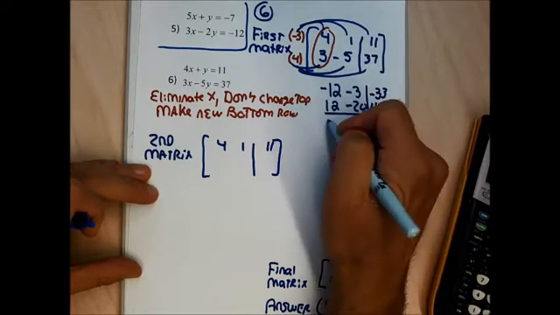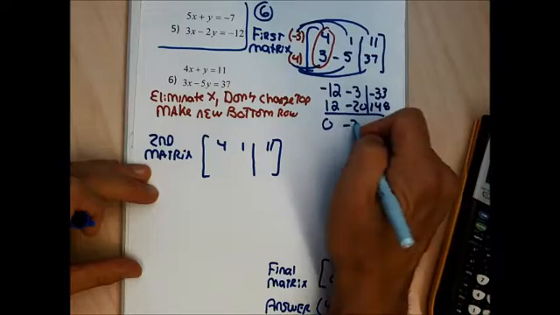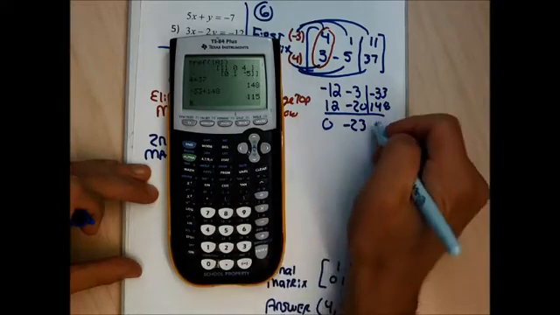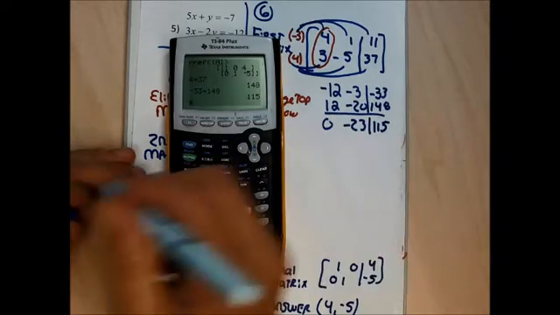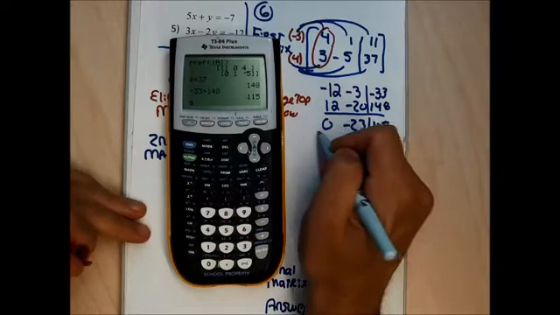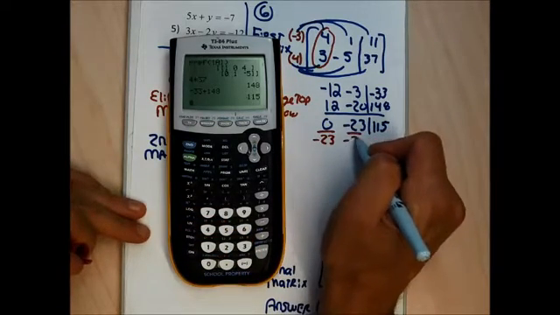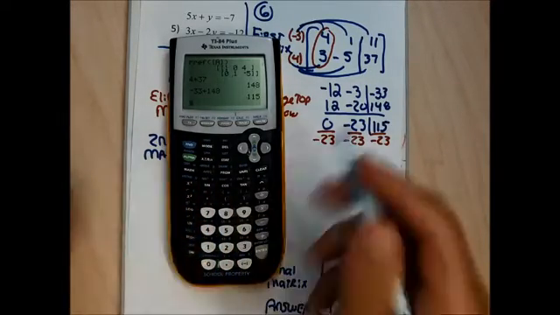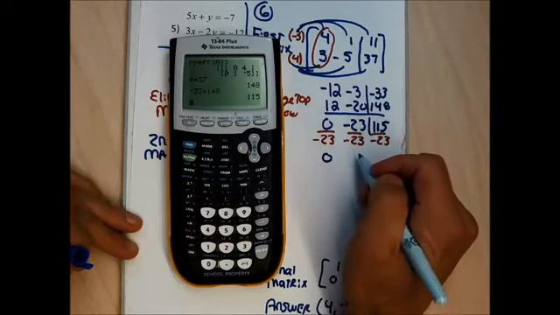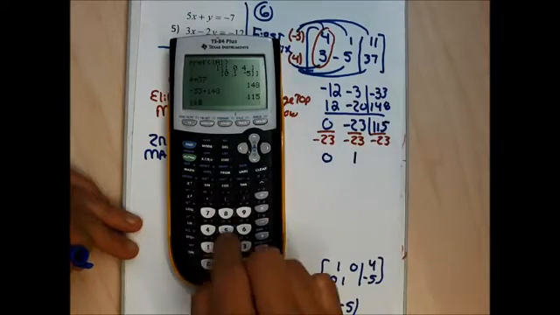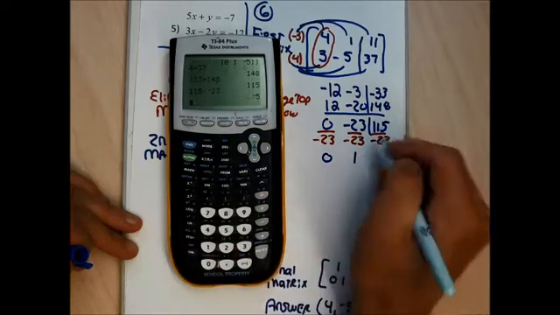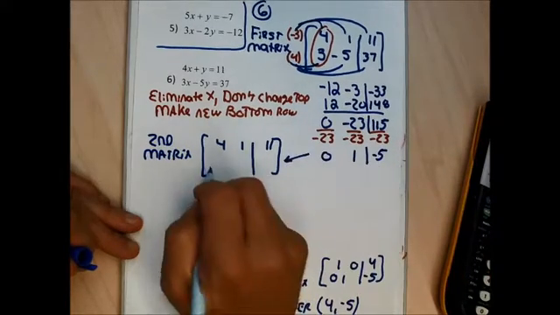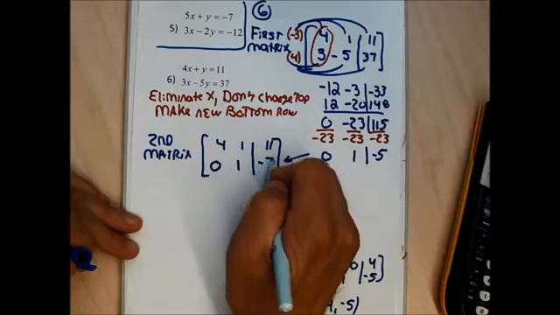Combine. 12s cancel. Negative 20 and negative 3 is negative 23. Afraid to do negative 33 plus 148. Should get 115. Think all those numbers are divisible by 23. I'm going to divide by negative 23 just to match up with my calculator's work. First division, 0 divided by negative 23 is 0. Second division, negative 23 divided by negative 23 is 1. Last, 115 divided by negative 23 is negative 5. So this now is going to be my bottom row. So in my bottom row, I'm going to put 0, 1, and negative 5.